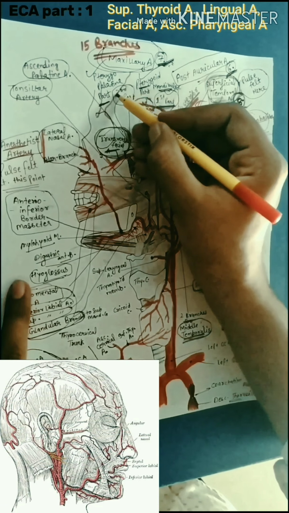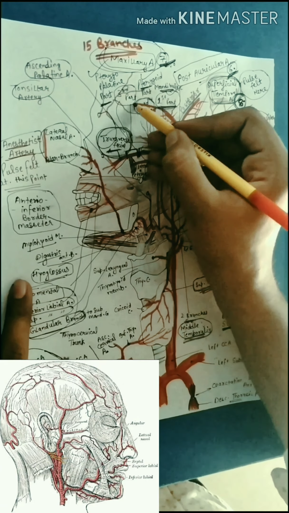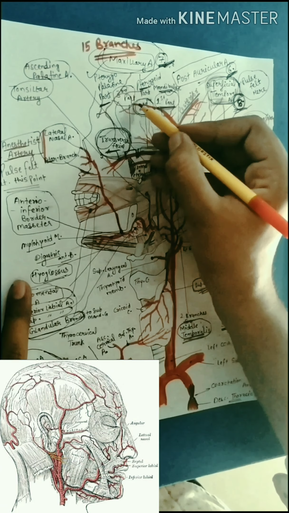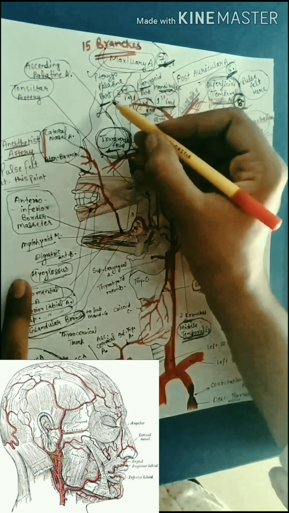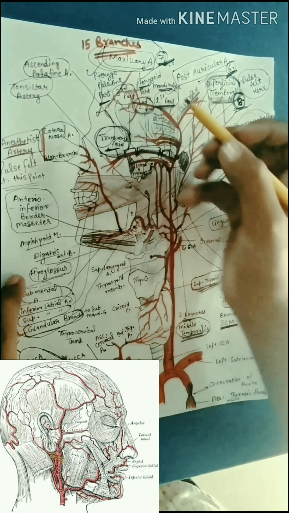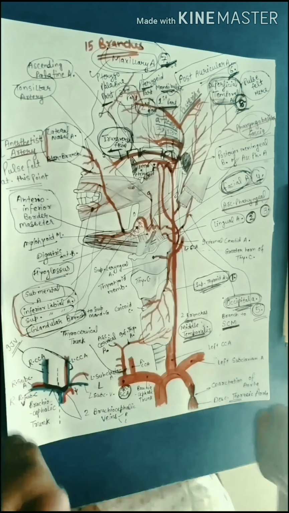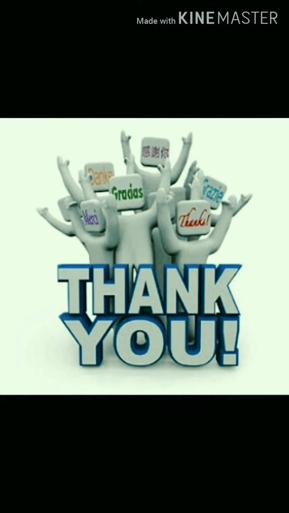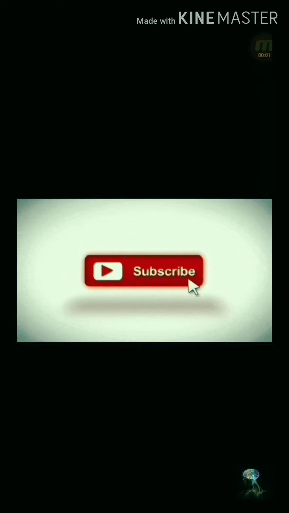I will tell you about the nerves. And yes, I want to tell you here that this is the supraorbital, and this is the supratrochlear. Supratrochlear is on the medial side, supraorbital on the lateral side, anastomosing. Both of them are anastomosing with the anterior division of the superficial temporal artery.